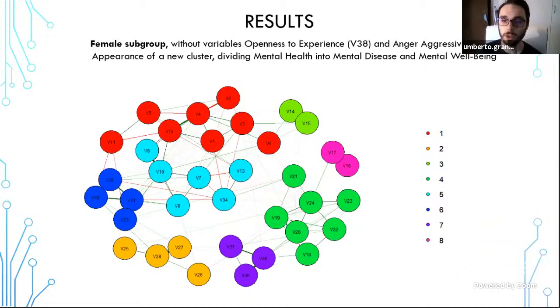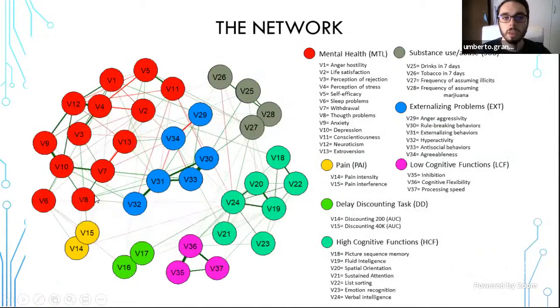A new dimension emerged that we call well-being, and this is the one in red. That cluster includes all the measures of the database related to aspects referring to well-being, that is self-efficacy, perception of stress, conscientiousness, perception of rejection, etc. While in sky blue, there are all the variables related to mental disorders. So anxiety, depression, withdrawal, pathological withdrawal, agreeableness, etc. And the red and the sky blue dots in the first group were in one single dimension.